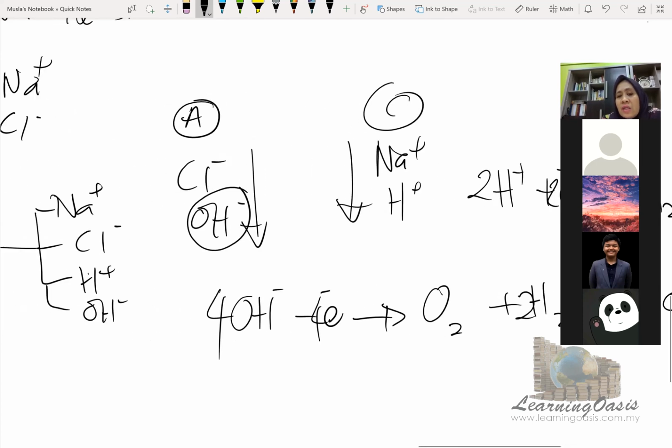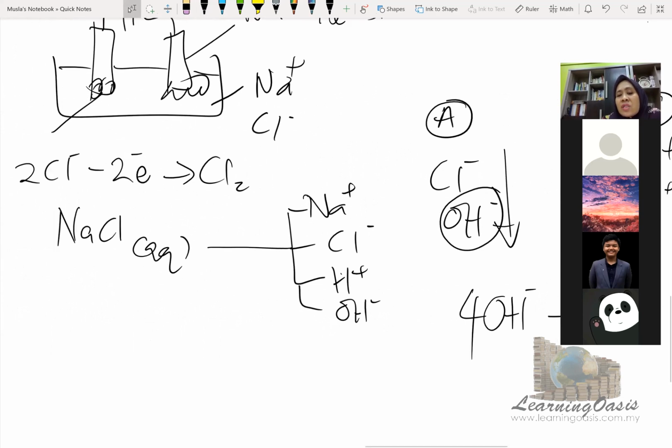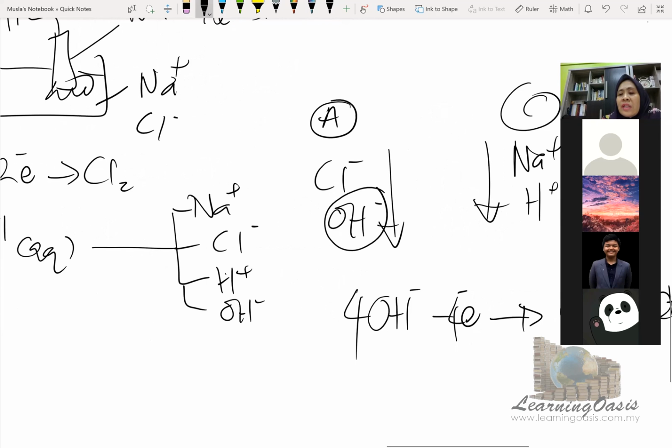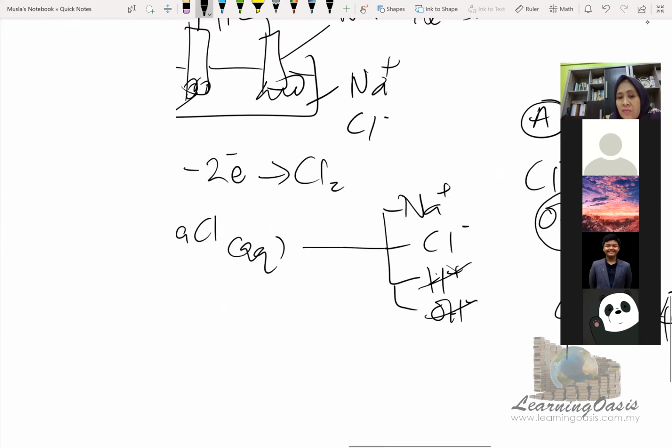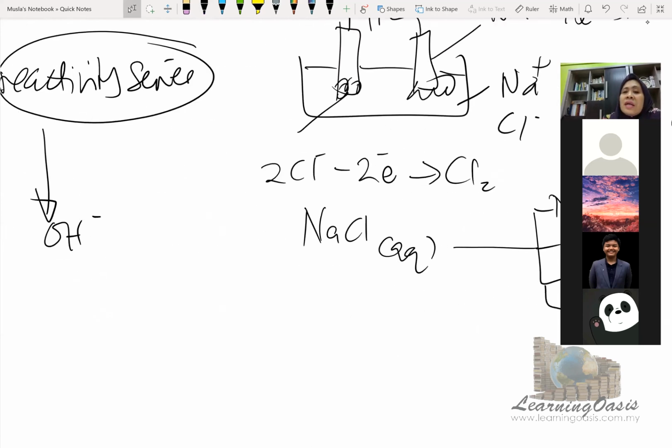Now what happened to the solution? The solution just now was aqueous sodium chloride. You take out H plus and you take away OH minus, so it turns into concentrated sodium chloride. Understand? Now, the same case here, this is a past year paper.